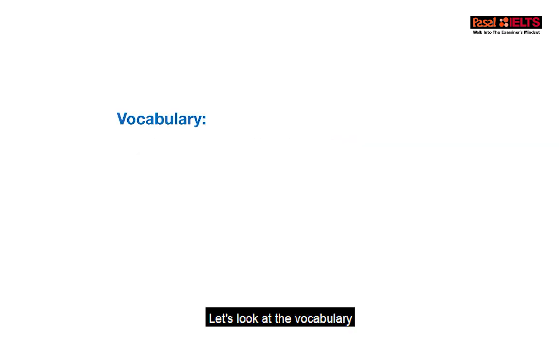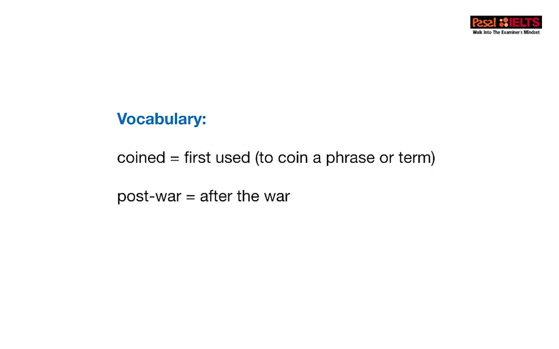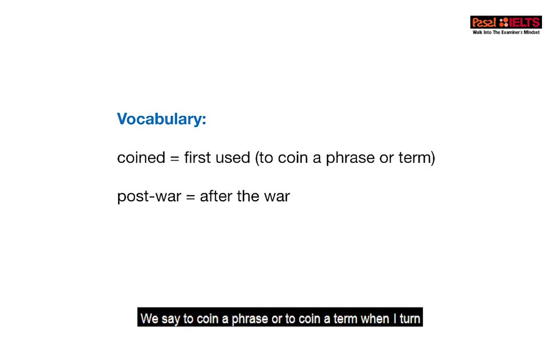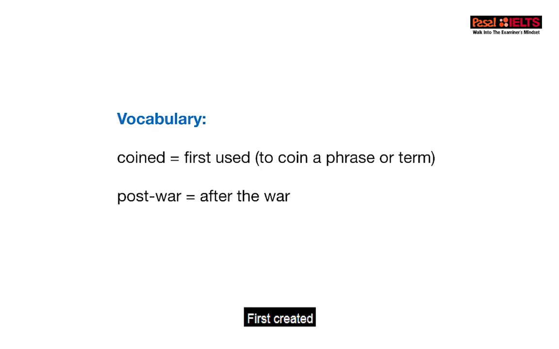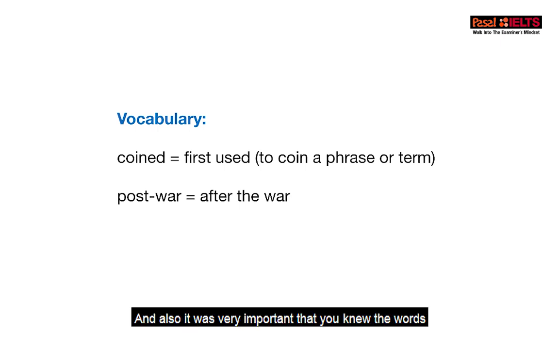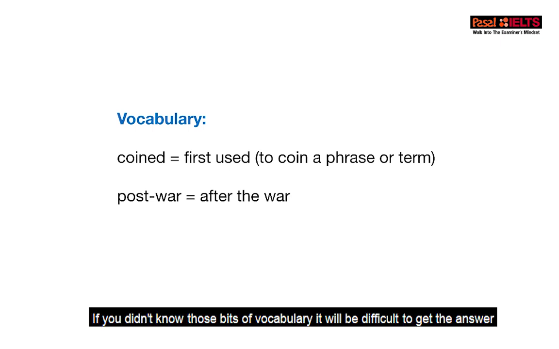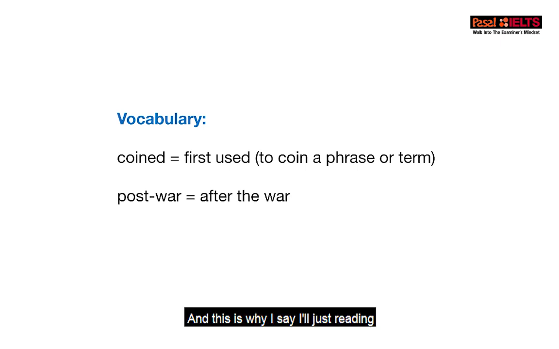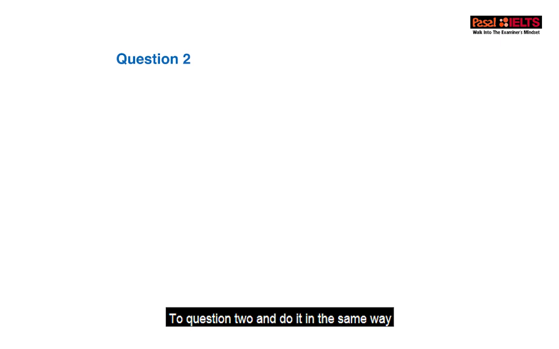Let's look at the vocabulary that question was testing or focusing on. We had coined, first used. We say to coin a phrase or to coin a term when a term, an expression or phrase is first invented, first created. And also it was very important that you knew the words post-war, meaning after the war. If you didn't know those bits of vocabulary, it would be difficult to get the answer. And this is why I say IELTS reading is a vocabulary test. Now we can move on to question 2 and do it in the same way.